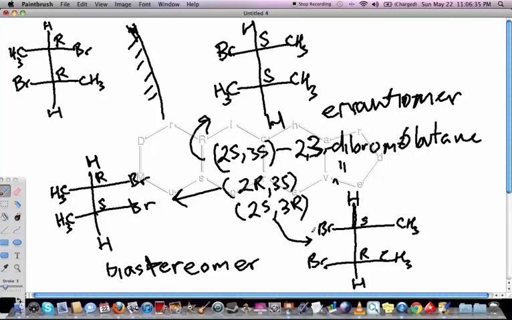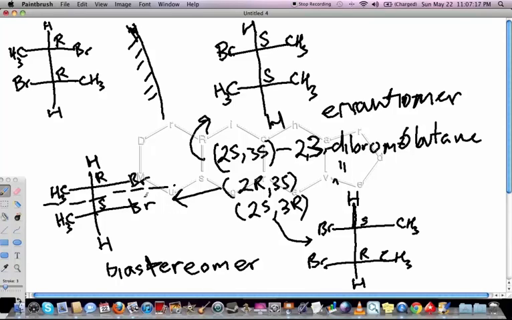The last problem is to identify a meso structure. Now a meso structure is a compound that has chiral centers but is actually achiral because there is a plane of symmetry in the compound. Now if you look at the original structure, you'll see that there is no plane of symmetry. If I tried to put a plane of symmetry through here, the Br and the CH3 wouldn't match up. But the diastereomers are actually both meso compounds because there is a plane of symmetry right through the center of the compound. The Brs and CH3s match up.